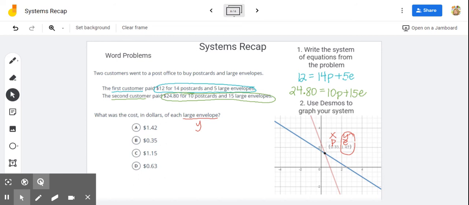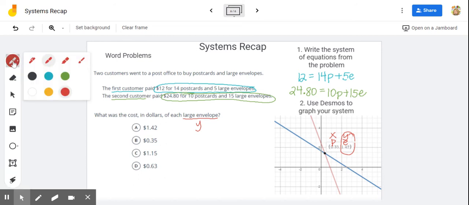All right. So we are using not the X value, but the Y value, which ends up being $1.42 for each large envelope. All right, I hope that helped you out to recap on your systems, guys. Please go into Edulastic and complete your systems review.